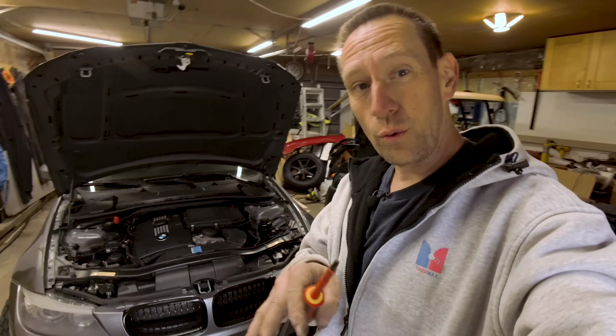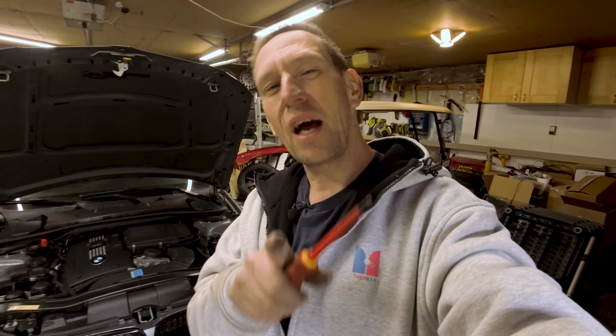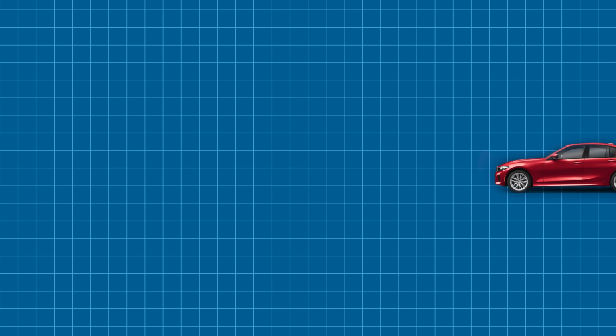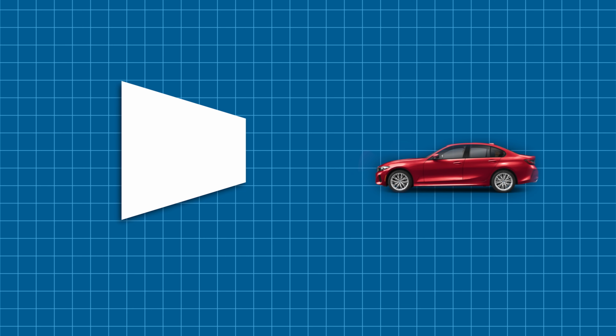So we've got both headlights installed now. They're tested. They're working. Everything's buttoned back up. It's time to check the alignment. So the way that you normally are going to do that is by parking your car against a white wall of some sort or a light colored wall, and then just shining your headlights on it.